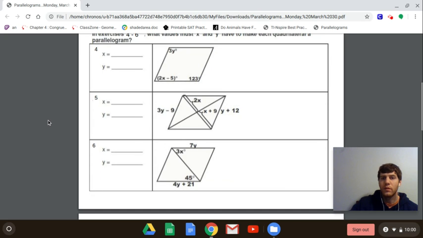Right, you have two different variables down here. So again, for 4, you're going to be using opposite angles are congruent, and consecutive angles are supplementary. For number 5, you're going to use opposite sides are congruent, and you're also going to use the fact that diagonals bisect each other. And for 6, opposite sides are congruent, and you can also use the alternate interior angle theorem on this one.